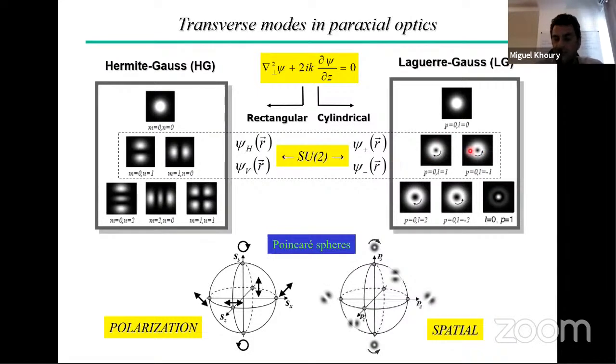Any linear combination of such modes can be represented on a Poincaré sphere, in analogy to what is done for polarization. So for example, we have here on the equator all orientations of first order Hermite-Gaussian modes, not only the vertical and horizontal displayed here, but also those that are rotated by arbitrary angles. And we have on the poles the optical vortices, the right-handed and left-handed optical vortices that are analogous to circular polarization. And in between, we have what is analogous to elliptical polarization. So we can represent arbitrary first-order modes on a Poincaré sphere.